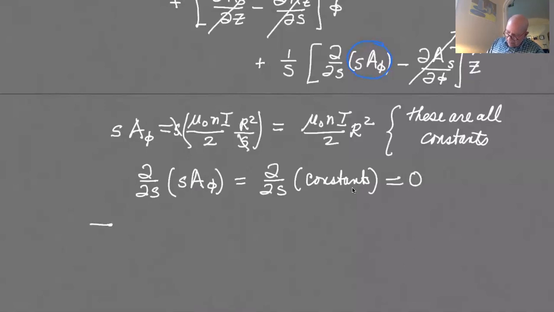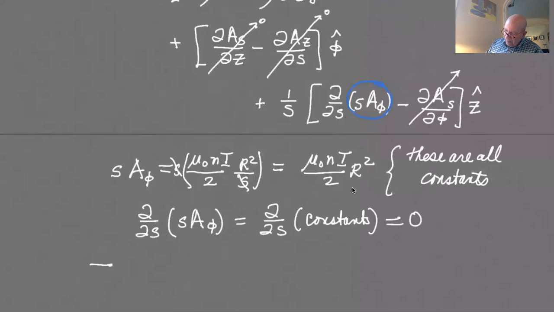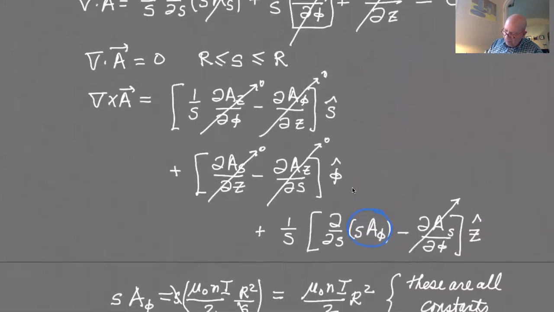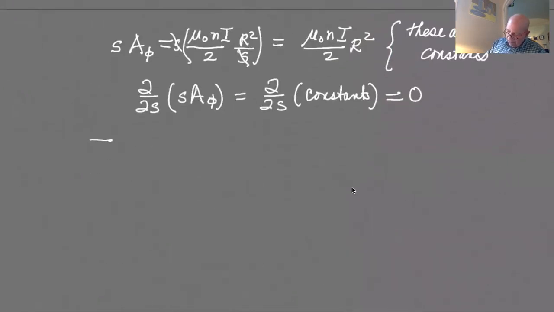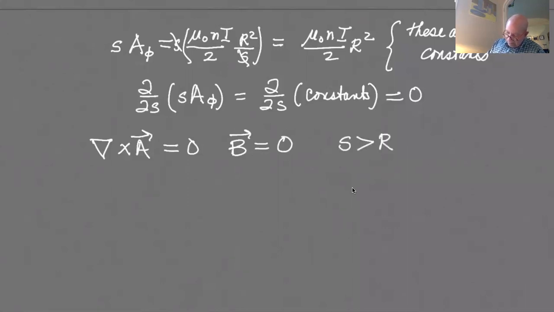So what that says is that outside, this is for outside the loop, this is for S greater than R. So for outside the loop, the curl of A is equal to 0, which means that B is equal to 0. This is for S greater than R.